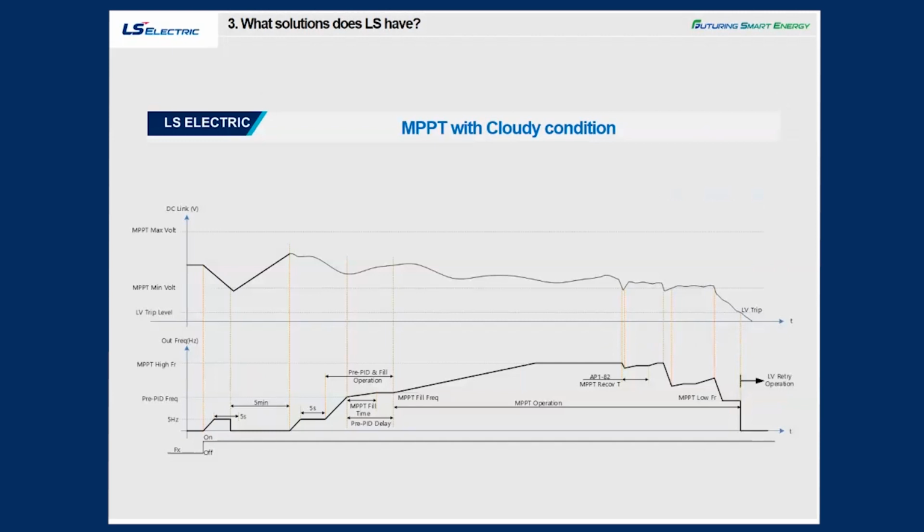To explain the basic MPPT operation and operation in cloudy conditions with the timing chart, the drive runs at 5 Hz for 5 seconds to check if the DC voltage is enough. If the DC voltage is not enough, the drive will wait for 5 minutes to secure DC voltage, display the warning MPPT min volt, and stay at 0 Hz. If the DC voltage is more than the MPPT min voltage, the next step is pre-PID operation, which is the minimum frequency capable of pumping.